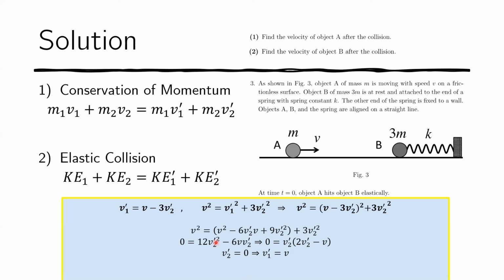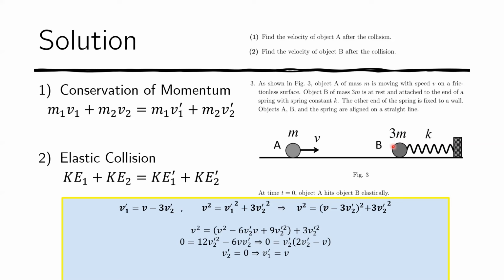And if this is the case, we use this to get v1 prime. So we substitute 0 here, and we see that v1 prime is just equal to v. Now, that's one case. However, if you think about that, you have a ball, v1 prime, that continues to move at the same speed v. So when they collide, object A continues to move at speed v, as if this object here was just a ghost. And in fact, v2 prime is 0, so object B remains at rest.